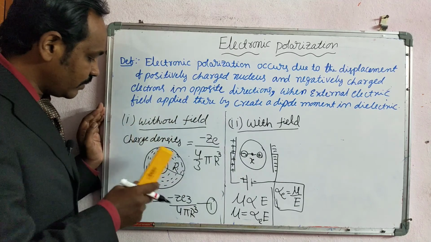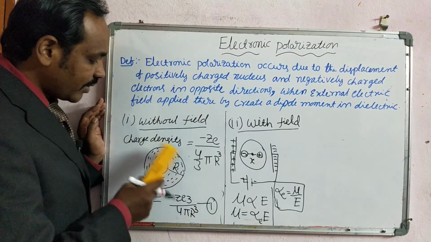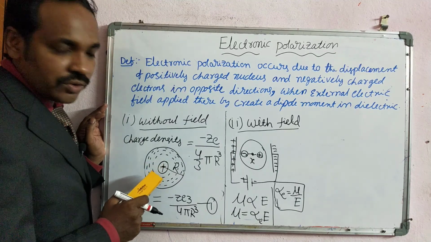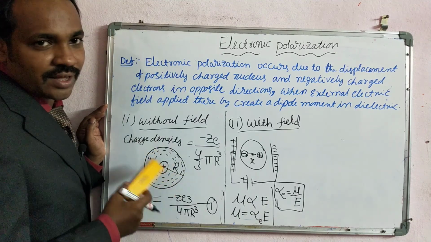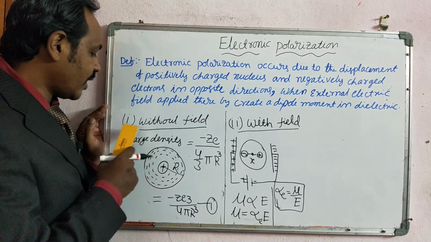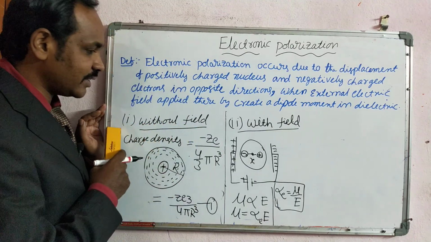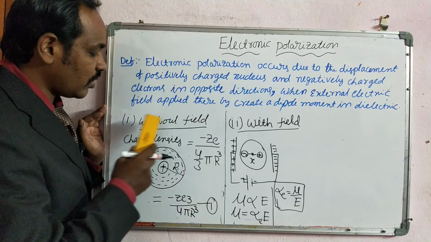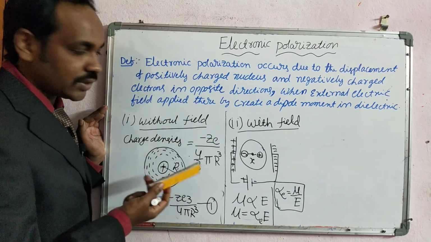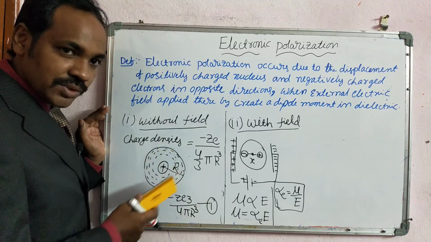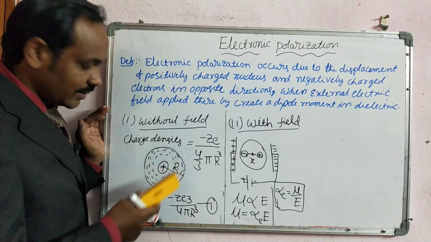Let's check what is happening here. Now I have taken one atom. We know that at the atom's center you have the nucleus surrounded by some electrons in the orbits. Now we are not applying any electric field. So I consider this condition number 1, without electric field. Now the electrons are distributed homogeneously.